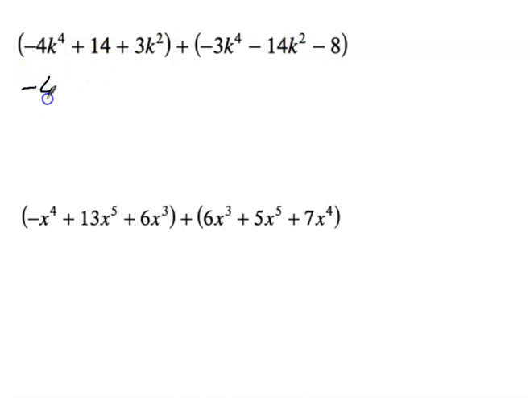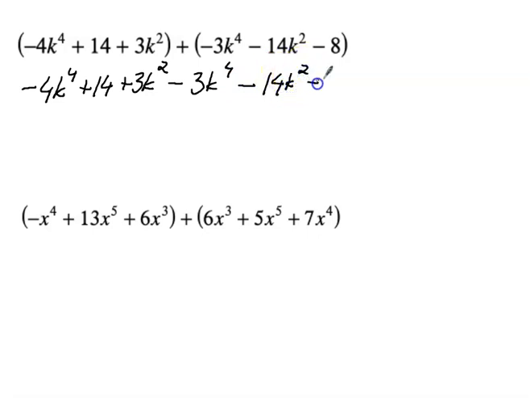We can write minus 4k to the fourth power plus 14 plus 3k squared, and then you have plus and minus. That's minus. You don't have to write plus and minus next to each other. We know that plus times minus is negative. We have 3k to the fourth power minus 14k squared and negative 8. So basically, if there is a plus between those two parentheses, all we do first is drop the parentheses and rewrite all the terms.